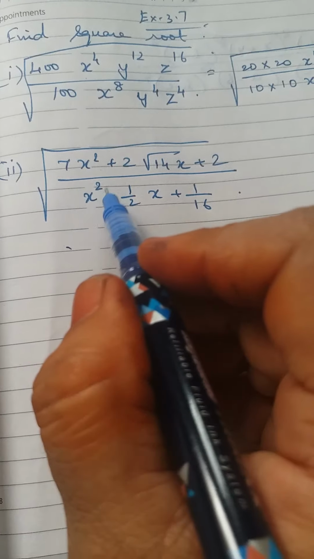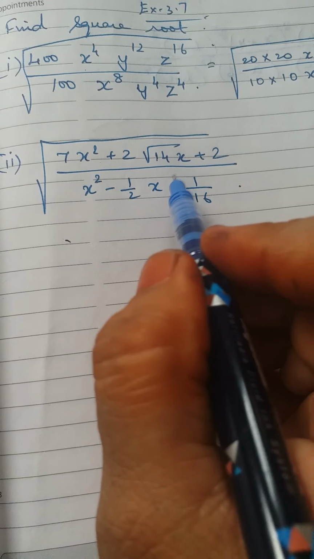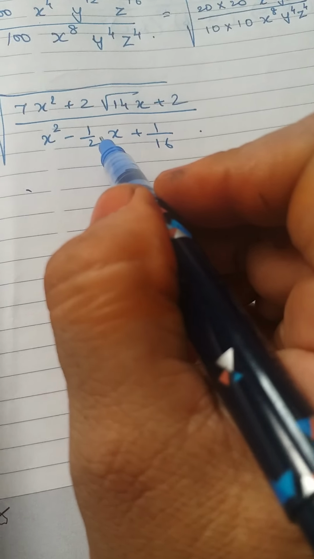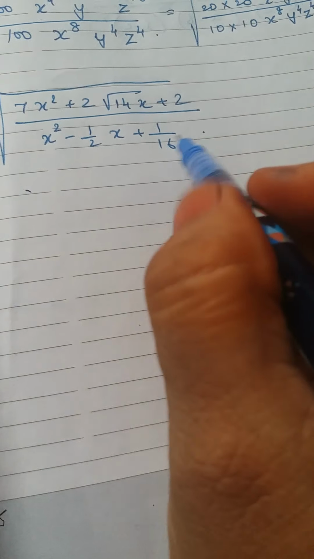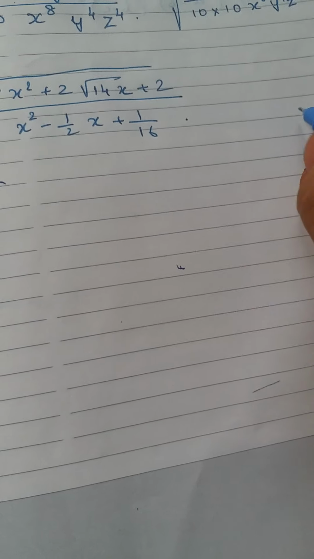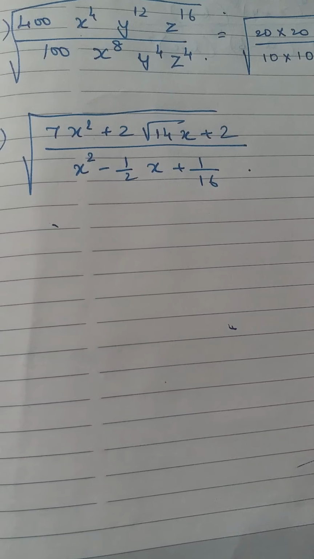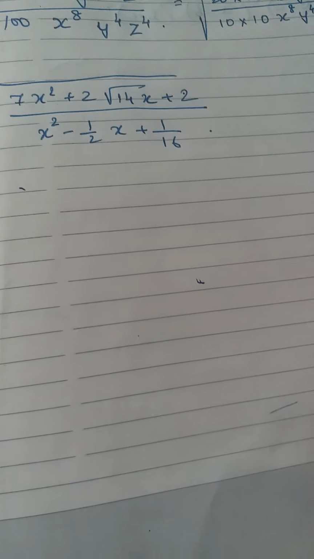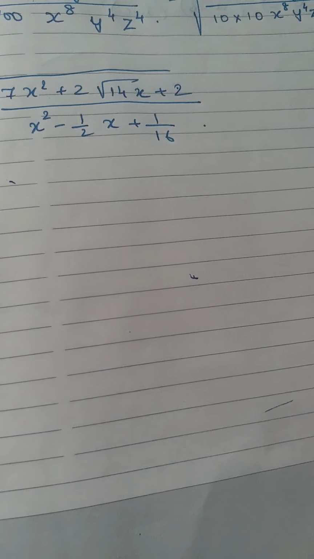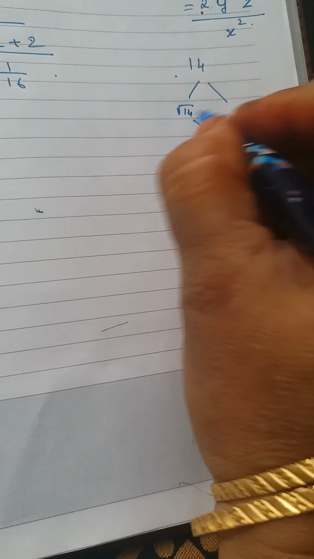Second sum, second subdivision, that is square root of 7x square plus 2 root 14x plus 2 divided by x square minus half x plus 1 by 16. So first thing you have to factorize the numerator. So 7 2s are 14. Down you have to get 2 root 14. So this can be written as root 14 into root 14.